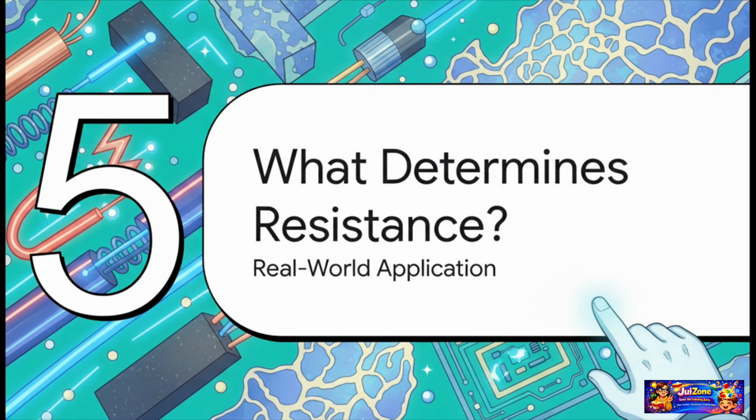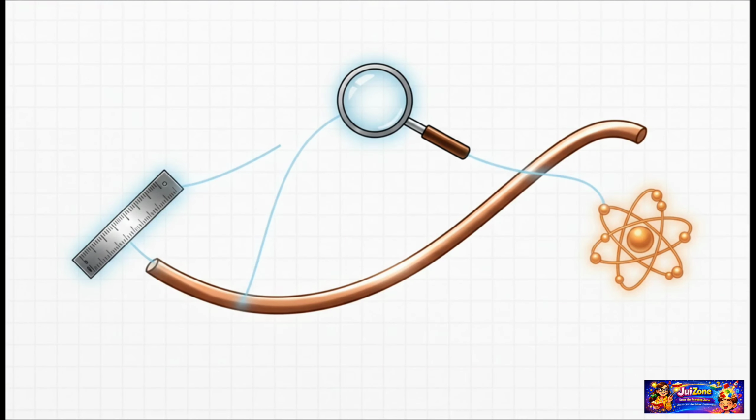Now, this idea of resistance isn't just some abstract number we pull out of thin air. It's directly determined by the actual physical properties of the material the current is trying to flow through. So, what actually makes something a good conductor versus a bad one? It really just boils down to three main physical properties of the conductor itself: how long it is, how thick it is, and of course the actual material it's made from. Let's take a quick look at each one.